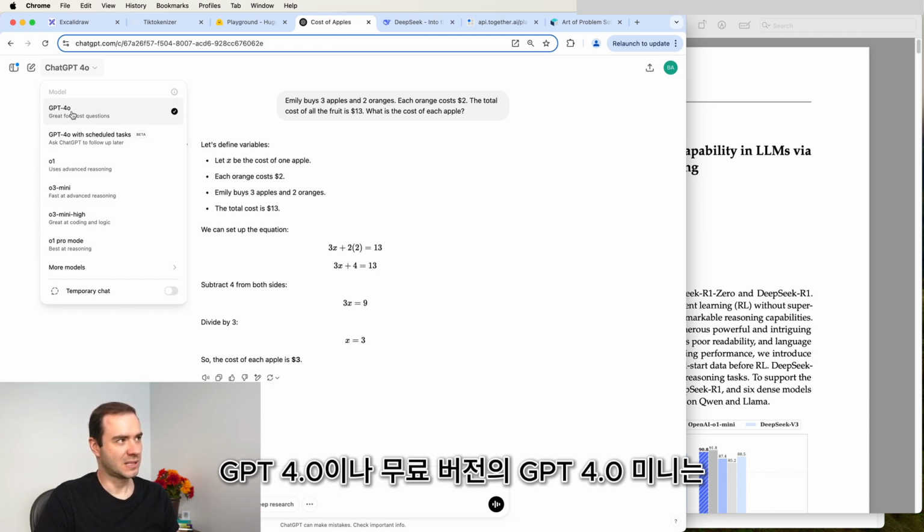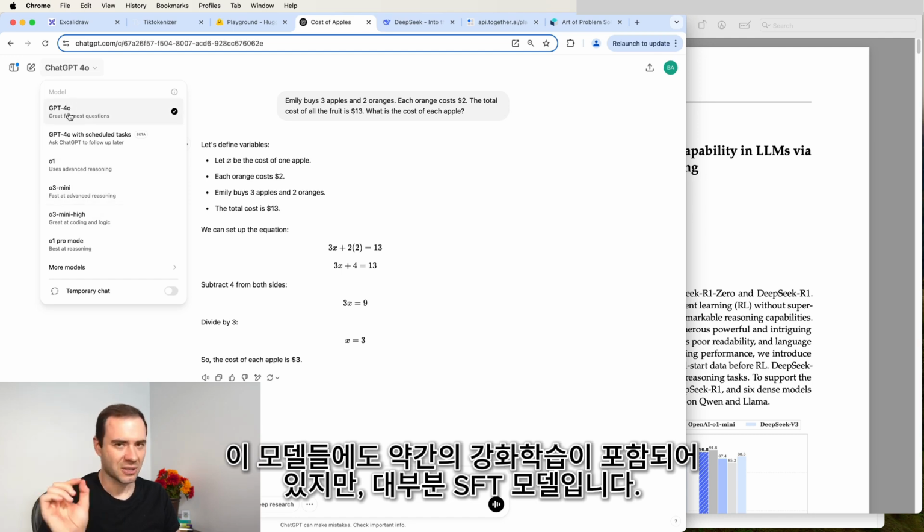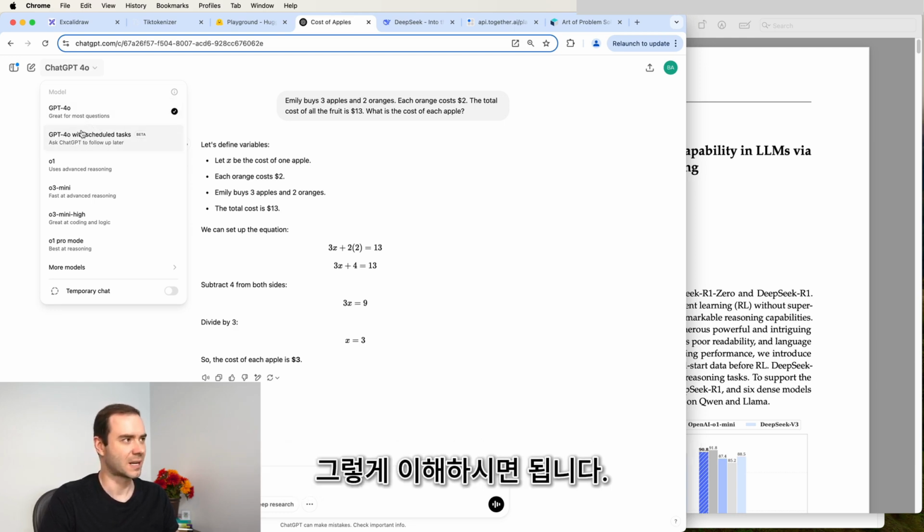And these models like GPT-4o or GPT-4o mini that you're getting in the free tier, you should think of them as mostly SFT models, supervised fine-tuning models. They don't actually do this thinking as you see in the RL models. And even though there's a little bit of reinforcement learning involved with these models, and I'll go into that in a second, these are mostly SFT models. I think you should think about it that way.